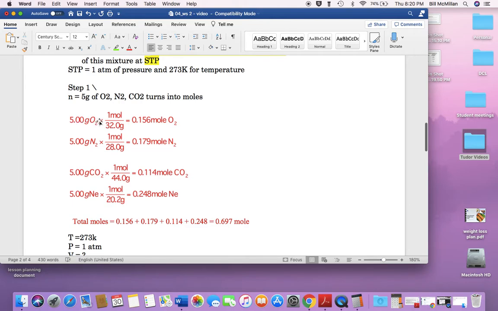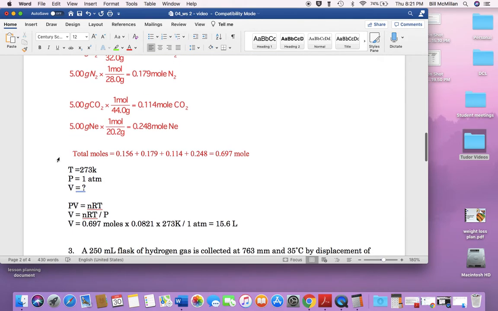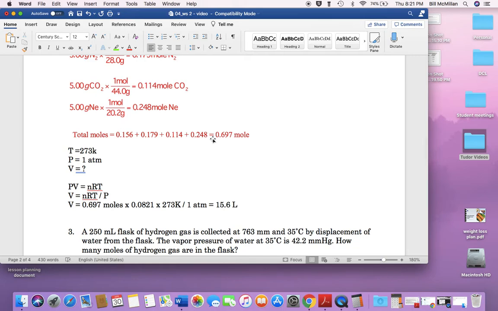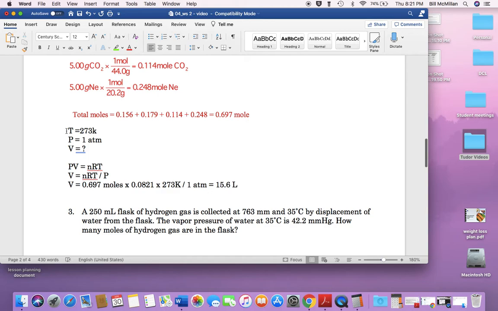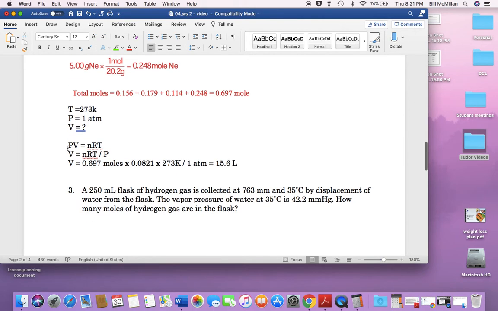5 grams of oxygen times 1 mole divided by 32 grams of oxygen equals 0.156 moles of O2. And you're going to do that for the rest of them. Then you're going to take your 4 moles and add them all together. And again, T equals 273 Kelvin, P is 1 atmosphere, and volume is what we're looking for.